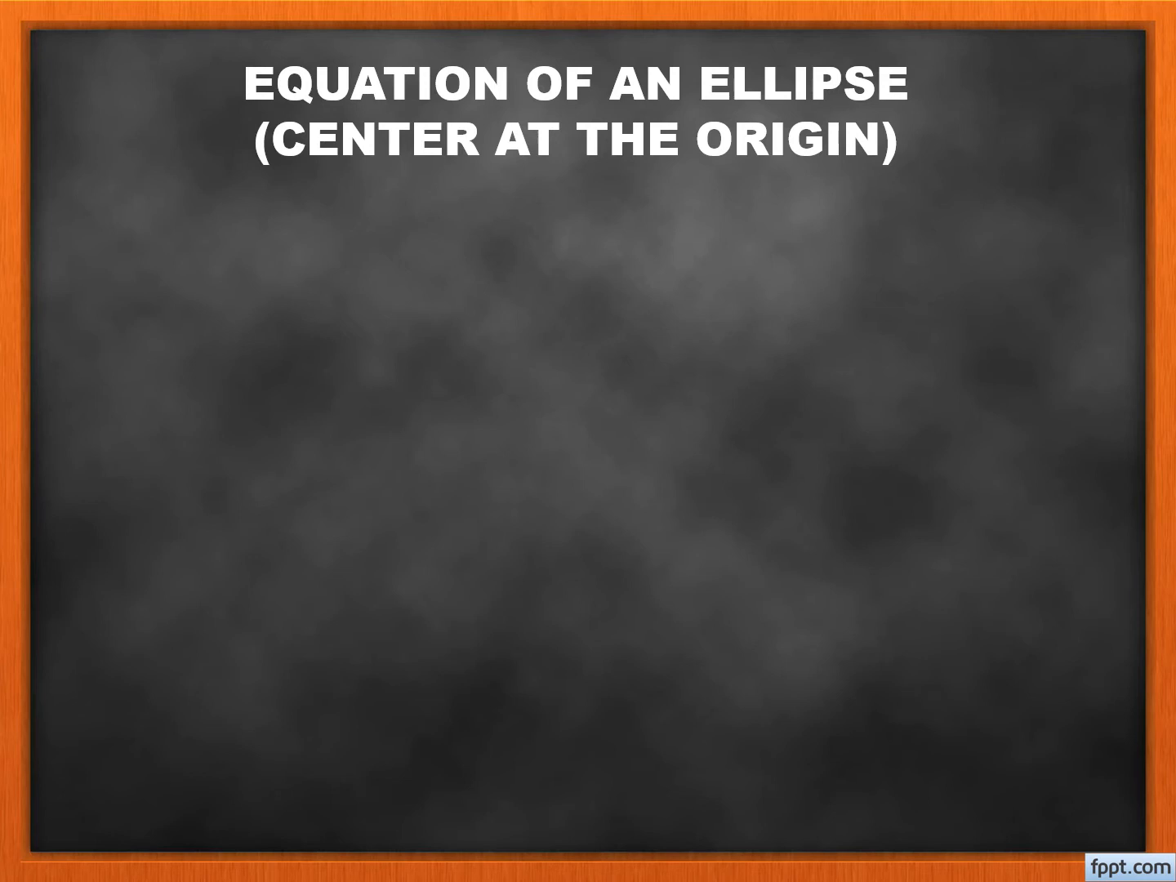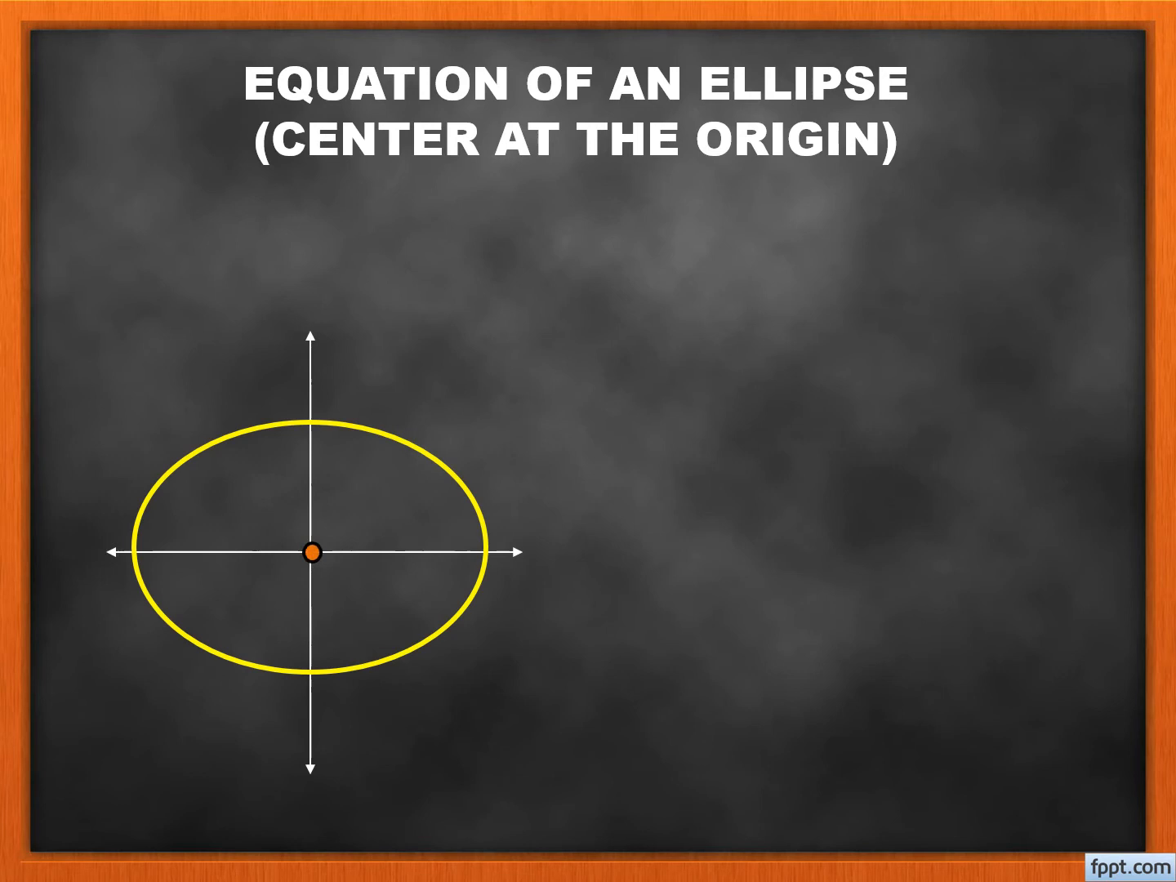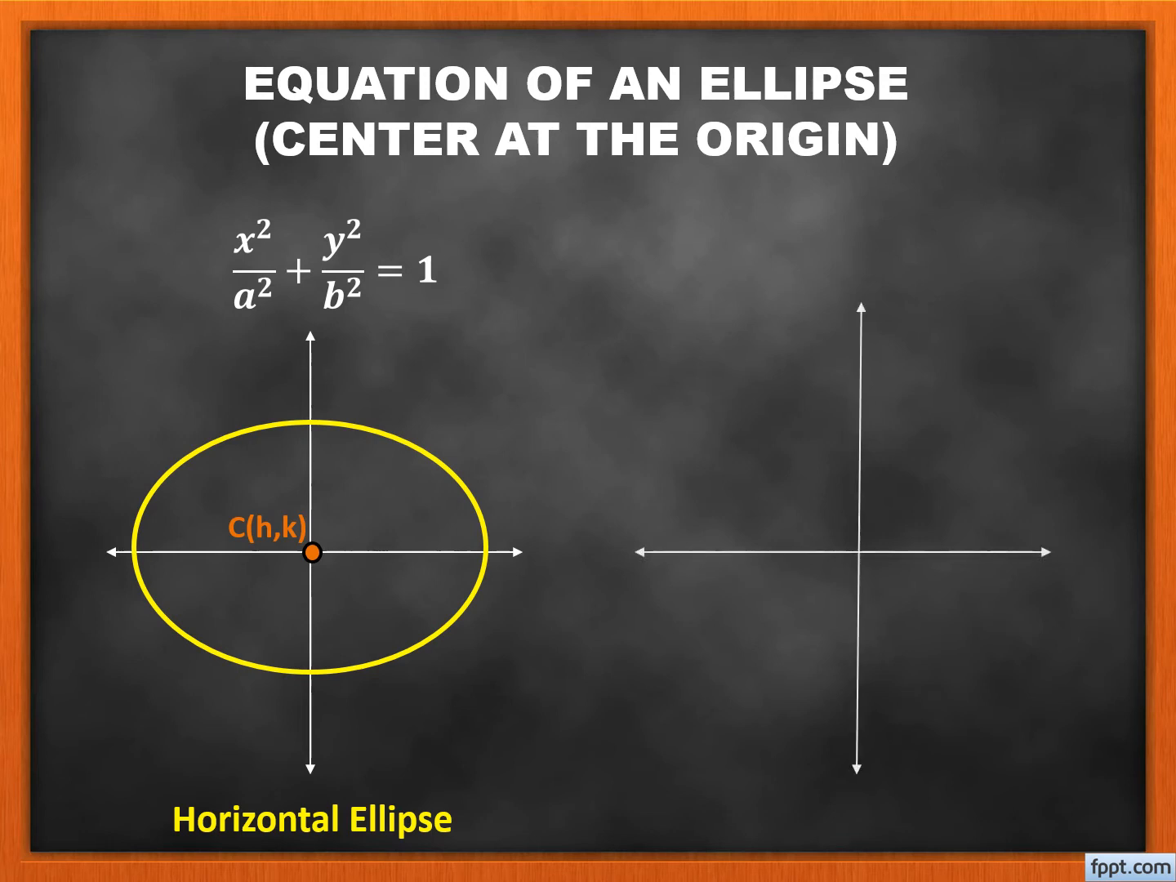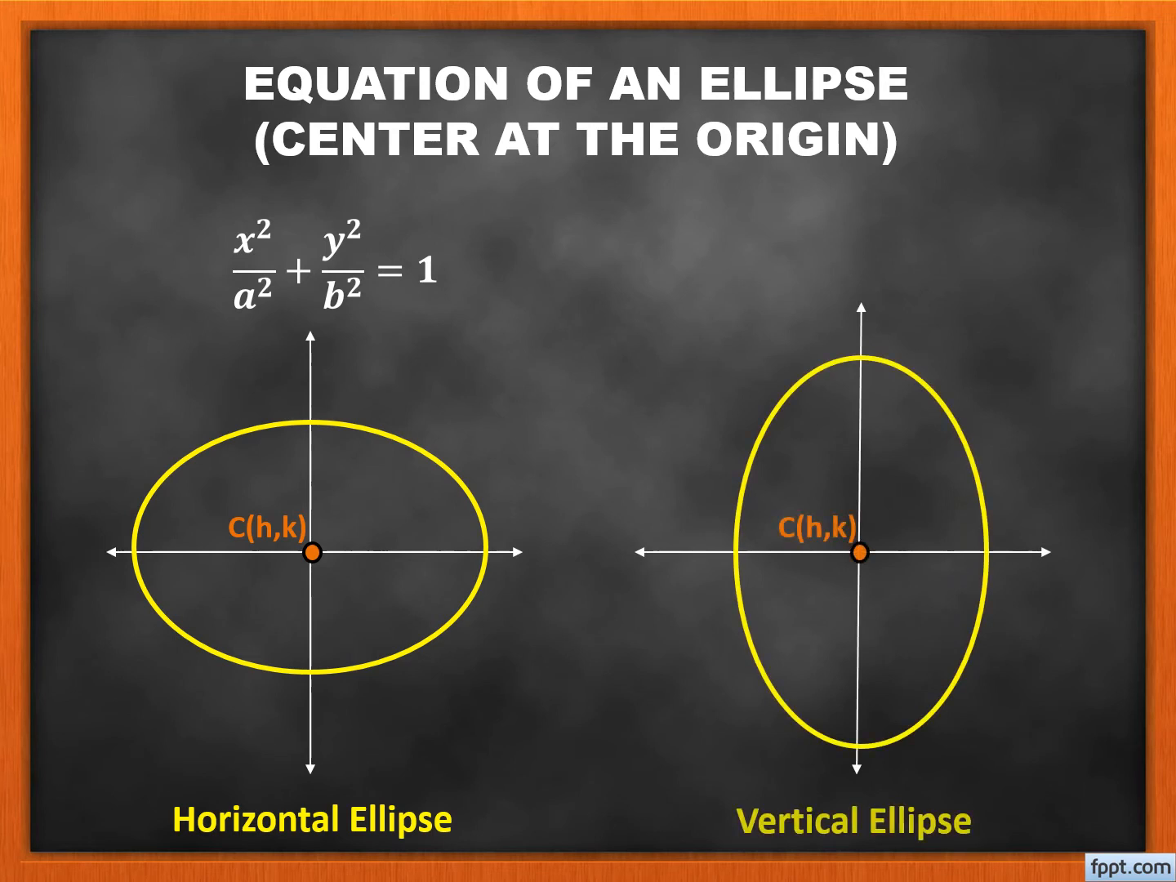Now, let us have the equation of an ellipse if the center is at the origin. If your ellipse is horizontal and the center lies on the origin, then we use the equation x squared over a squared plus y squared over b squared equals 1. On the other hand, if your ellipse is vertical and the center is at the origin, then we use the equation x squared over b squared plus y squared over a squared equals 1.